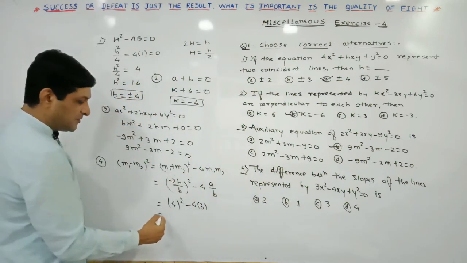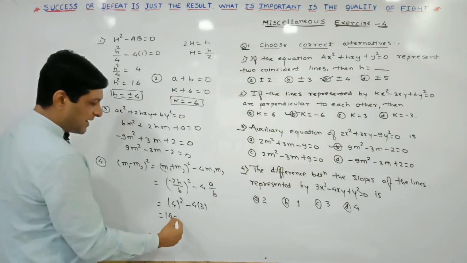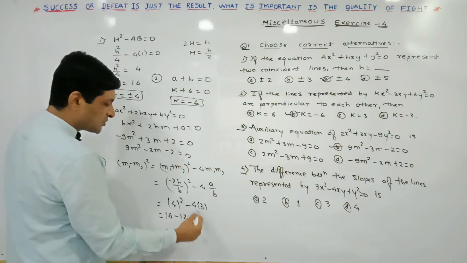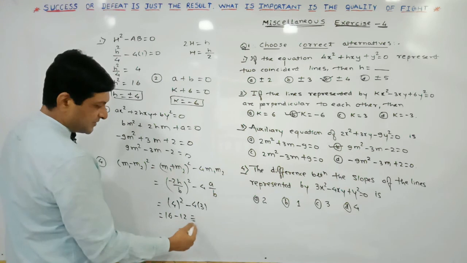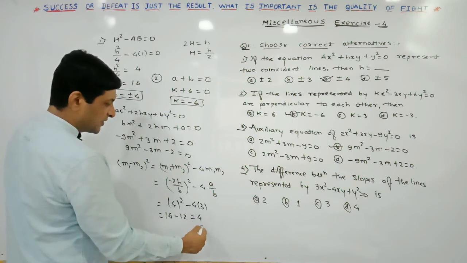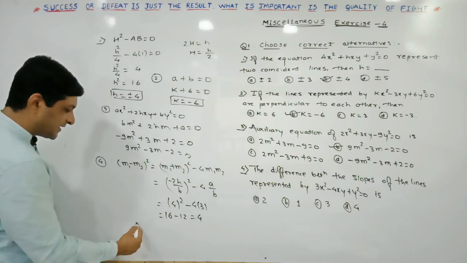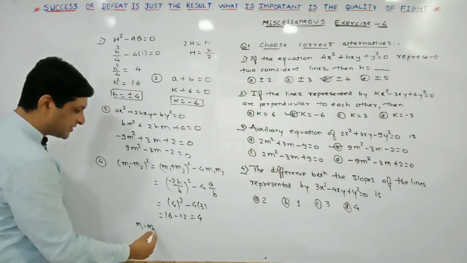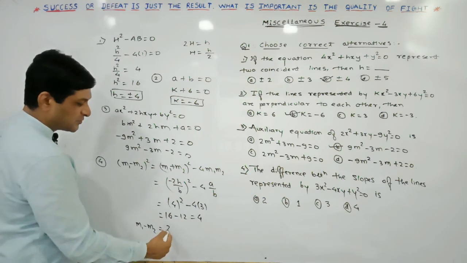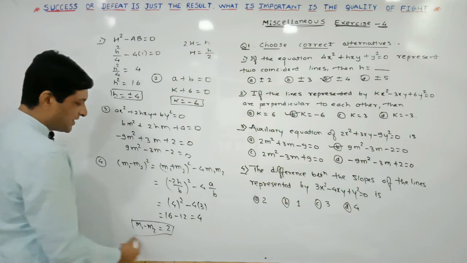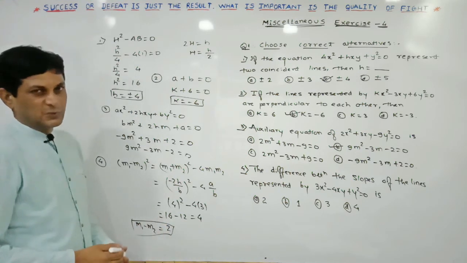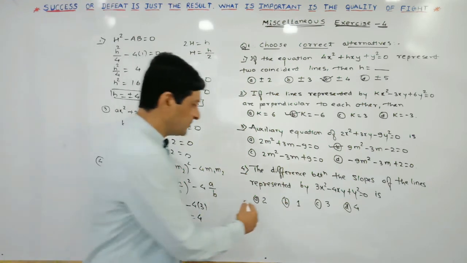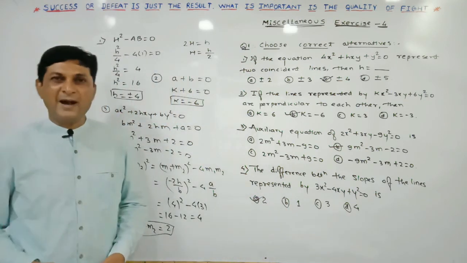After substituting the values, let us see what we will get here. 16 minus 12 will be equal to what? 4 into 3 is 12. 16 minus 12 will be equal to 4. If we take the square root on both sides, we will get m1 minus m2, meaning the difference between the slopes, will be equal to 2. In this way we have got m1 minus m2 is equal to 2. So 2 means option A will be our required answer.